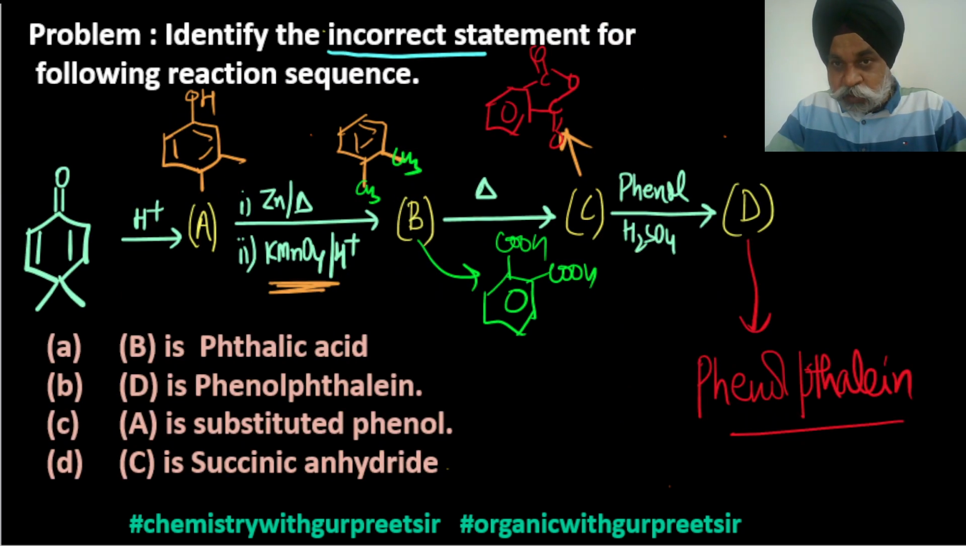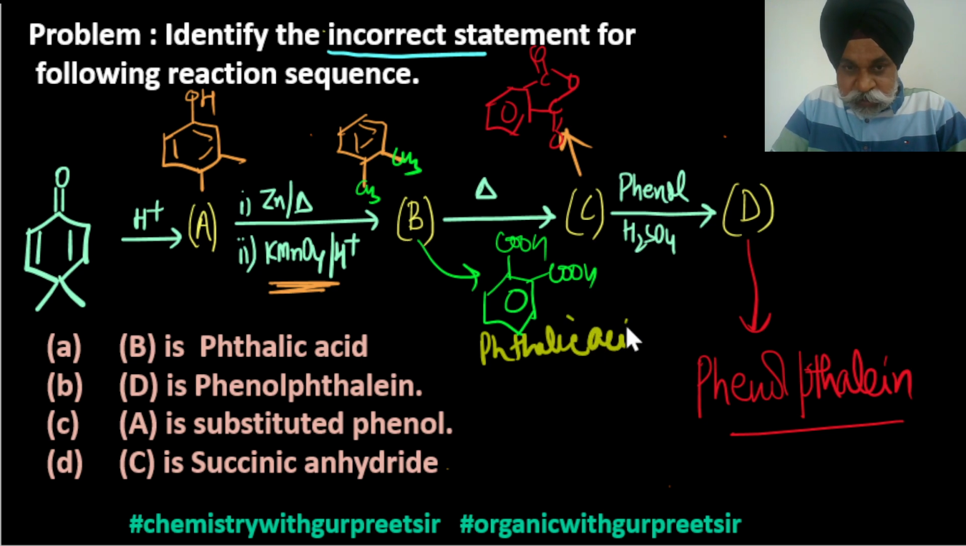Now we need to check the options given to us. B is phthalic acid. Yes, it was phthalic acid. So this statement in itself is a right one. D is phenolphthalein. This also is correct. A is a substituted phenol. This in a way also is correct. And C is succinic anhydride.